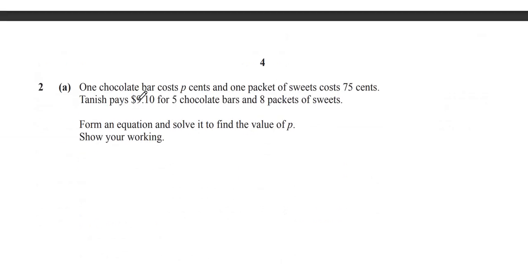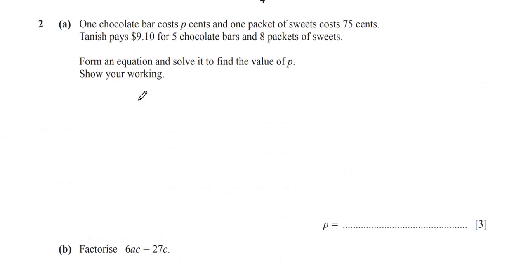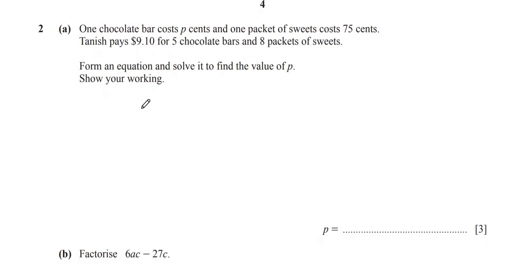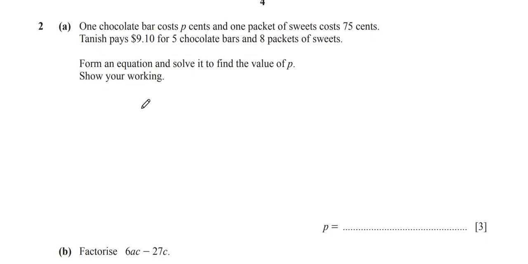Now the next question, question 2. It says one chocolate bar cost p cents and one packet of sweet costs 75 cents. Tanish pays $9.10 for 5 chocolate bars and 8 packets of sweet. Form an equation and solve it to find the value of p. So guys, the best way to do such questions is to make data for yourself. Data will make your life easy.